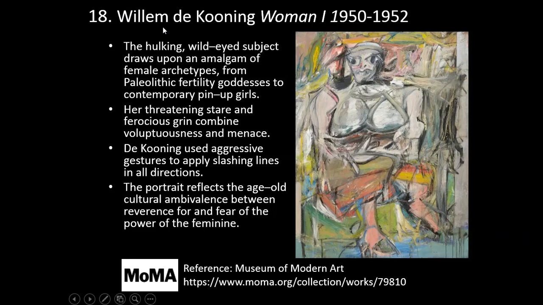Number 18, Willem de Kooning, Woman 1, 1950 to 1952. The hulking, wild-eyed subject draws upon an amalgam of female archetypes from Paleolithic fertility goddess to contemporary pinup girls. Her threatening stare and ferocious grin combine voluptuousness and menace. De Kooning used aggressive gestures to apply slashing lines in all directions. The portrait reflects the age-old cultural ambivalence between reverence for and fear of the power of the feminine.